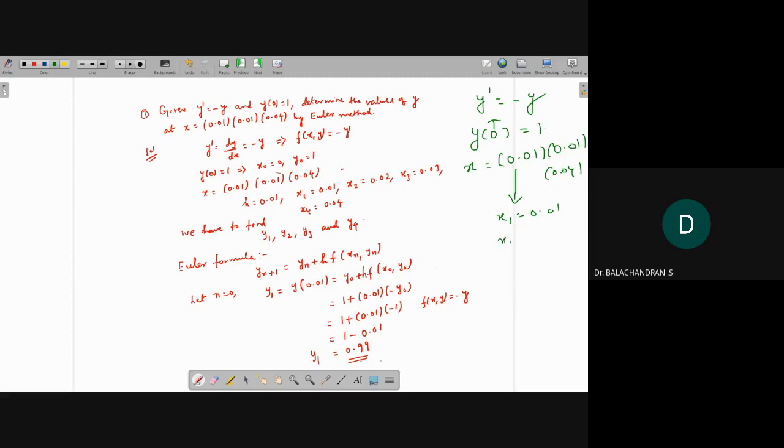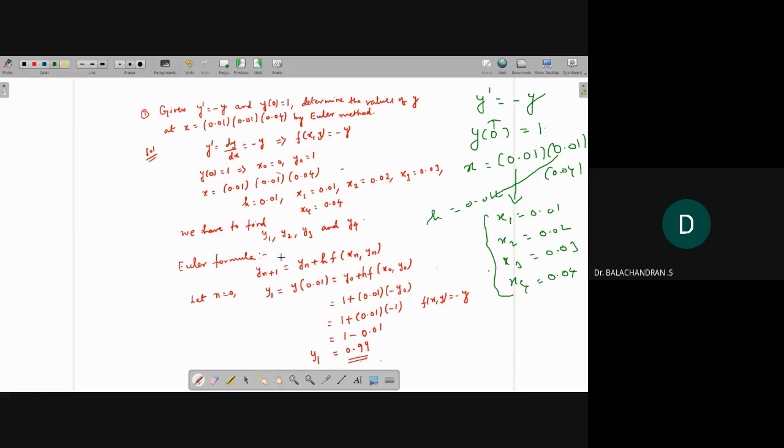That means x2 is 0.02, x3 is 0.03. So this is the last value. This is the starting value, this is the last value, and this is the common difference. x4 equal to 0.04 and h is equal to 0.01. Now corresponding to x1 to x4, we need to find y1, y2, y3, y4. So that is the problem. We have to find y1, y2, y3, y4.